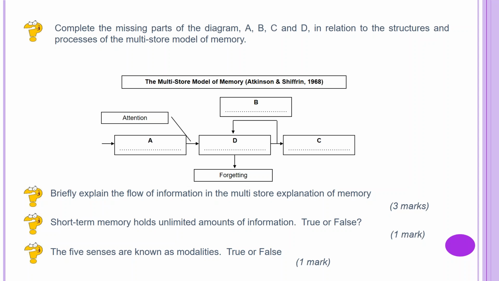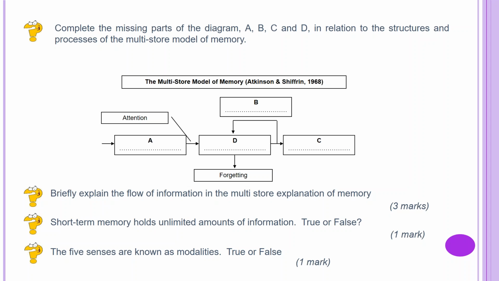Okay, welcome back. So for 3 marks, you need a clear explanation of the flow of information in the multi-store explanation of memory. So for example, Atkinson and Shiffrin in 1968 claimed that memory is like an information processing system, where data flows in a linear direction, with information transferring from one store to another through attention, from the sensory register to short-term memory, and rehearsal from short-term memory to long-term memory.